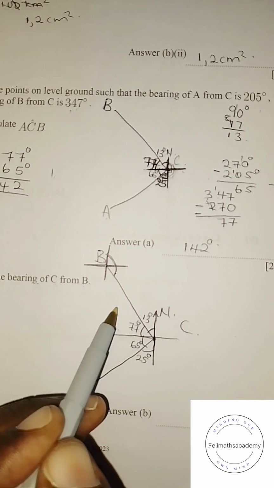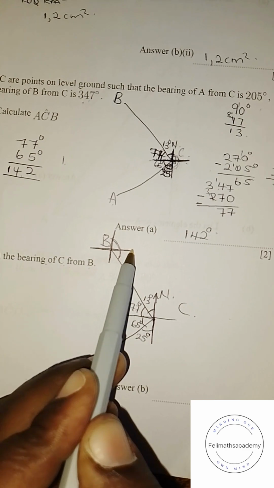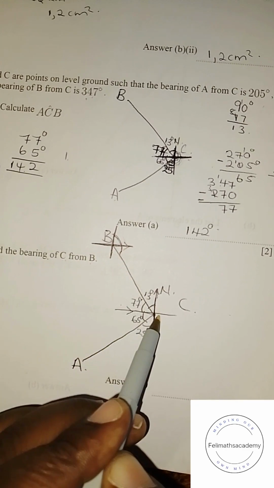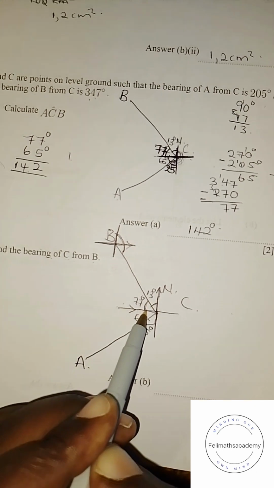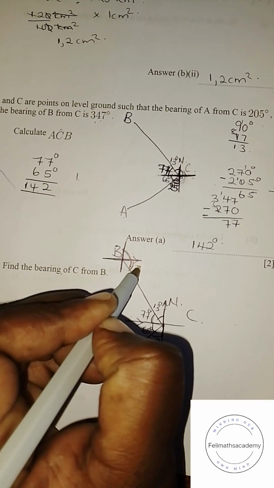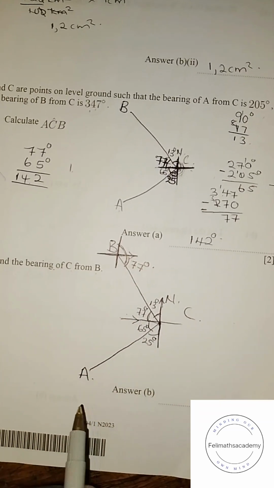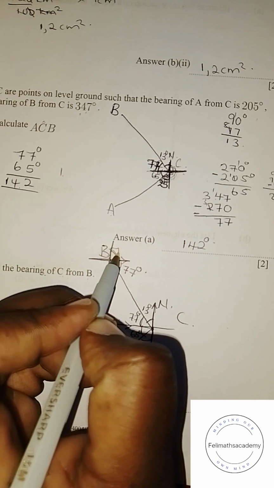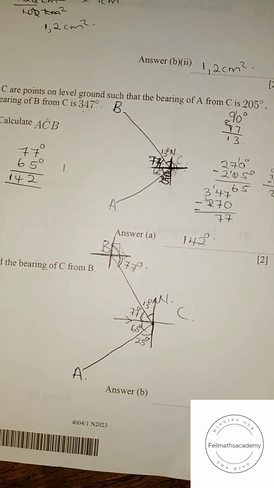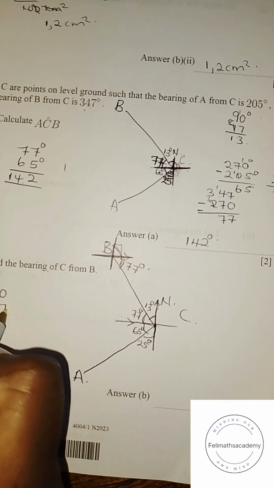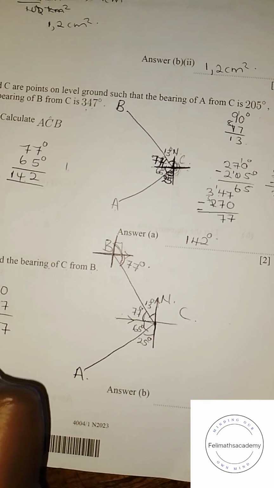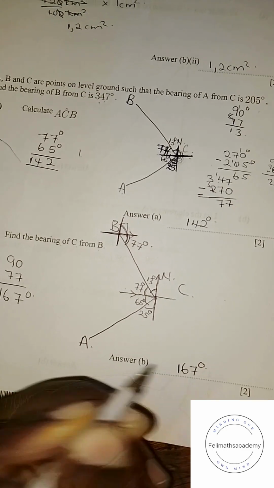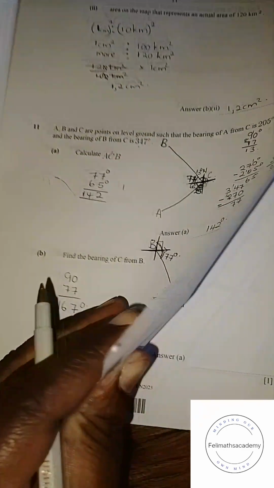So to find this angle, we have a Z angle there. These are parallel lines, so we have a Z angle. So this angle 77 degrees is equal to this angle 77 degrees. So the bearing of C from B, we are going to add this 90 degrees plus 77 degrees. So 90 plus 77, we are going to get 167 degrees. So the bearing there is 167 degrees.